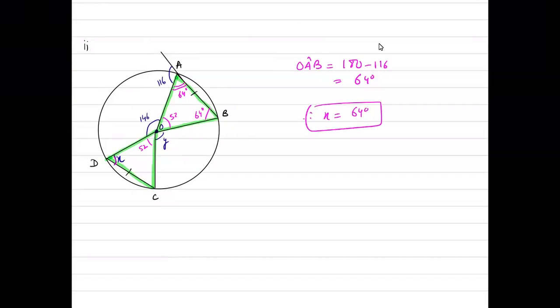What can you say about y? 52 plus 52 plus 146 plus y must be equal to... if you add all the angles on a point, what is the sum equal to? It's equal to 360. So you are going to equate it to 360 and find the value of y, please. 110. Okay, great.